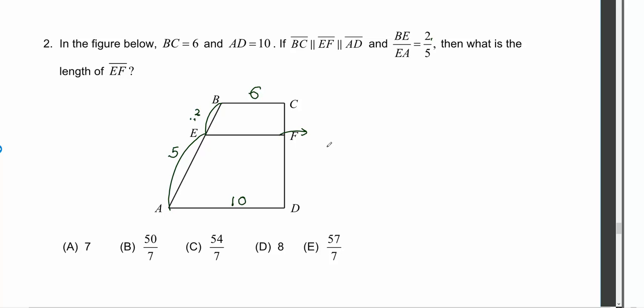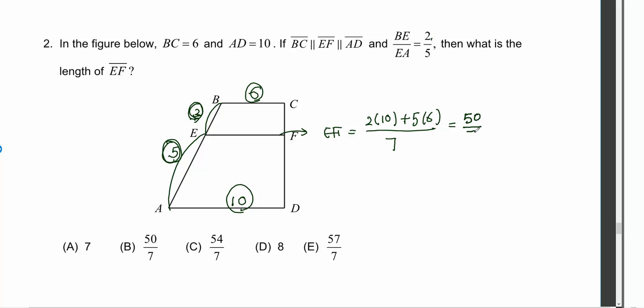If you solve in a different way, you lose time. EF equals how much? Sum of ratio is 2 plus 5, which is 7. Now the numerator: 2 times the opposite side length, 2 times 10, plus 5 times the opposite side length 6. 20 and 30 is 50. So this length is 50 over 7. That's fine.